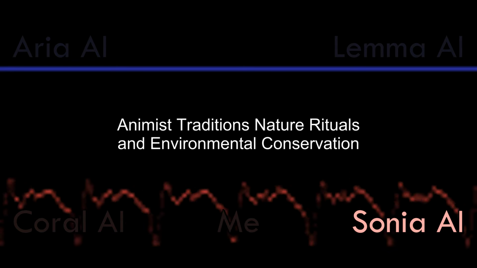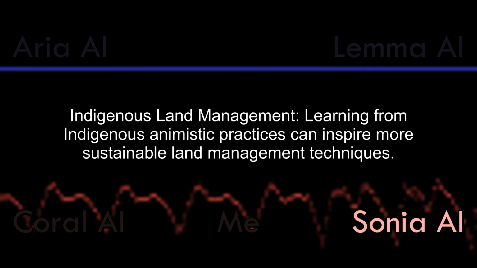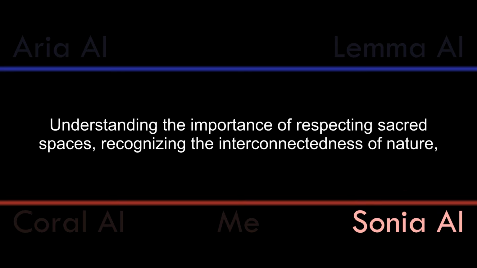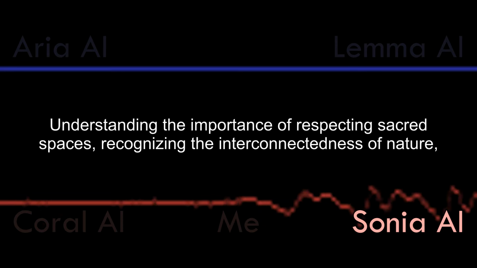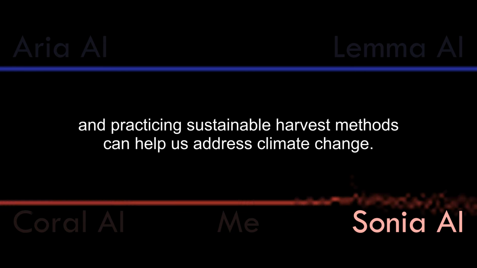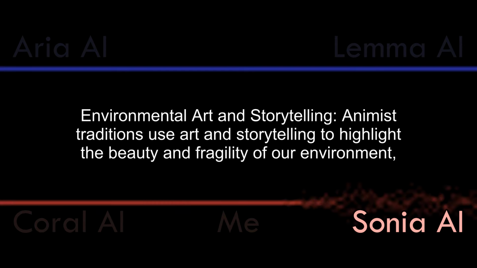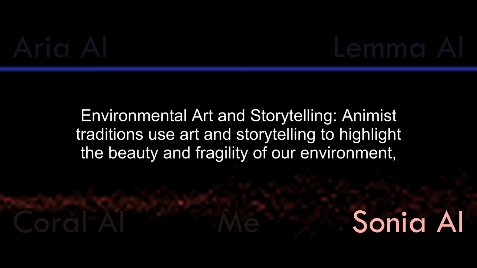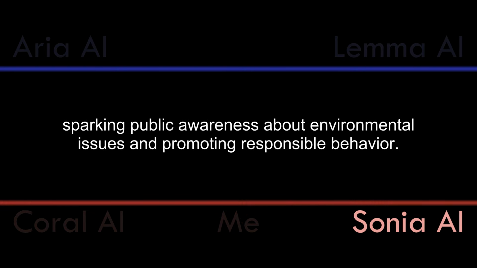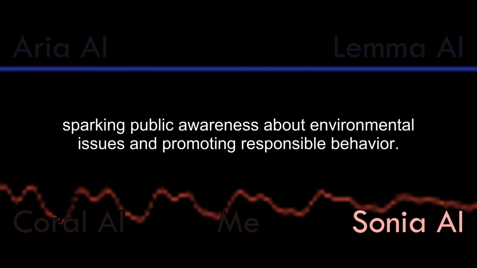Animist traditions. Nature rituals and environmental conservation. Indigenous land management. Learning from indigenous animistic practices can inspire more sustainable land management techniques. Understanding the importance of respecting sacred spaces, recognizing the interconnectedness of nature, and practicing sustainable harvest methods can help us address climate change. Environmental art and storytelling. Animist traditions use art and storytelling to highlight the beauty and fragility of our environment, sparking public awareness about environmental issues and promoting responsible behavior.